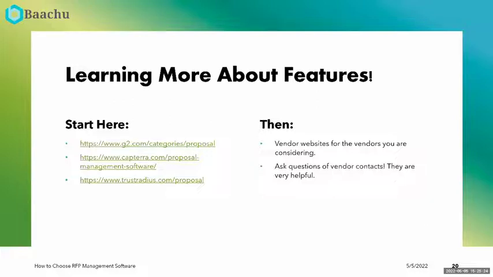Once you identify what you want, what you don't want, then use vendor websites for the vendors you're considering and ask questions. They're usually very helpful. Another point, there are often LinkedIn chat groups. I know the APMP has a very active group within LinkedIn, and maybe there's a peer that can help you learn about a feature and how you might benefit.